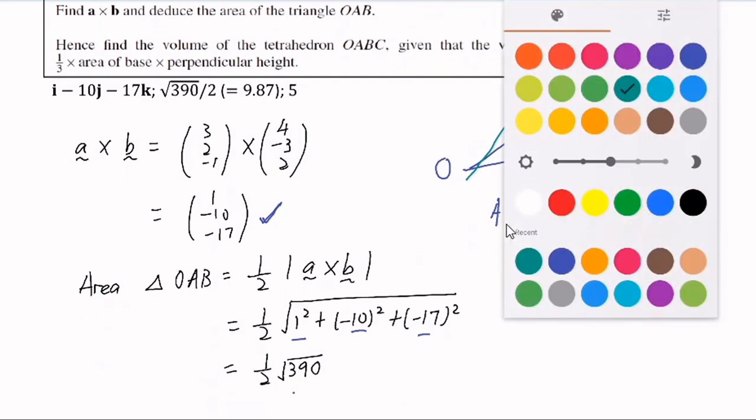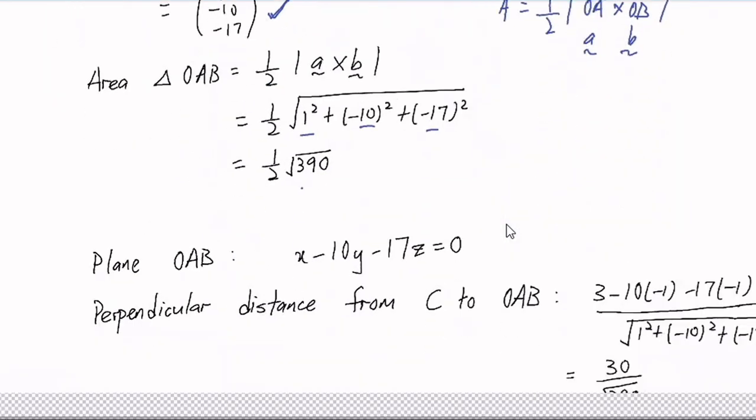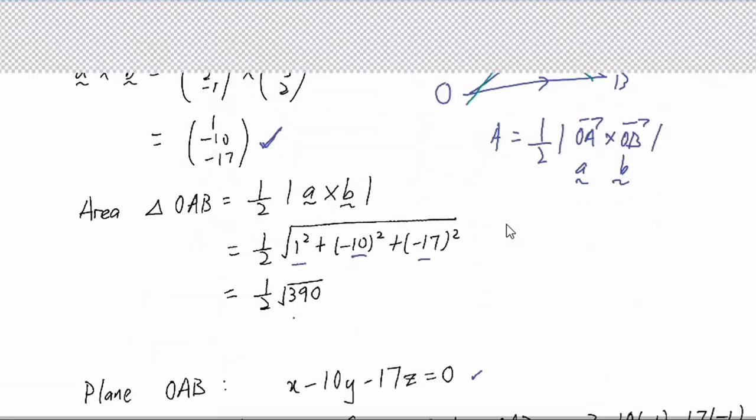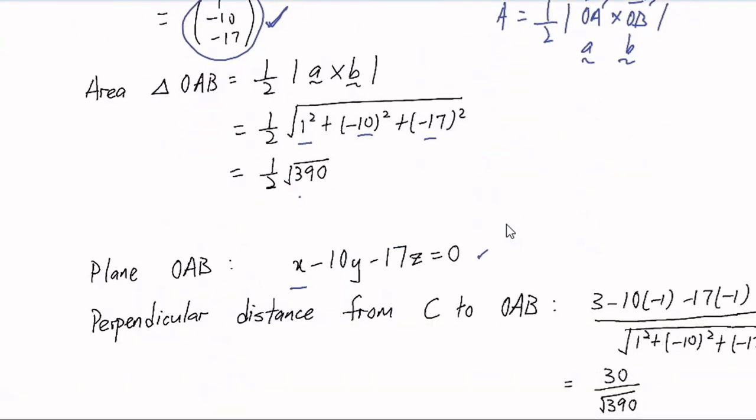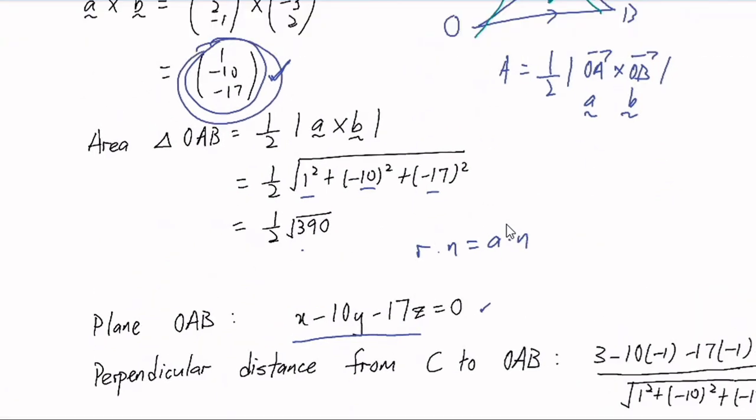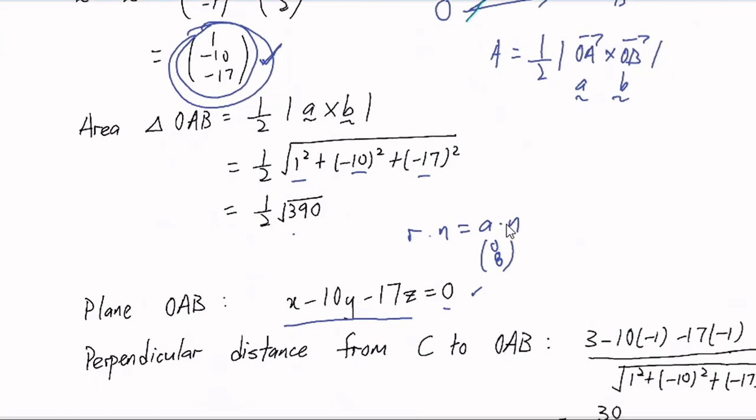So what we have in the plane OAB is that we can actually find the equation first. For this plane OAB, we need to have the normal. This normal is our OA cross OB, then we should be able to get the normal already. And this plane passes through the origin. So we have r dot n equals a dot n, where n is 1, -10, -17, and A here is the origin. So that is why we have got our plane equation.